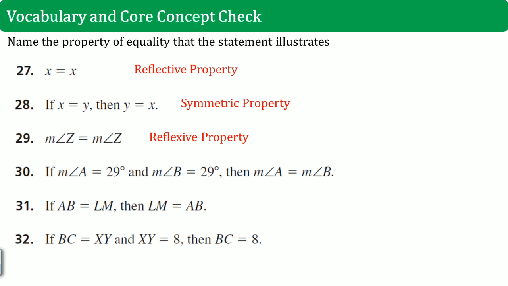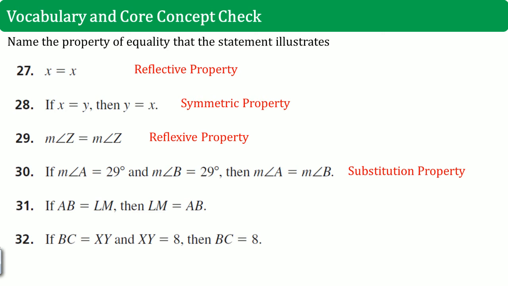30. If angle A is equal to 29 and angle B is also equal to 29, we would say angle A is equal to angle B. That's the substitution property, okay? Because the 29 was replaced, so that is considered the substitution property, okay? I will let you get away if you consider that the transitive property as well, all right?